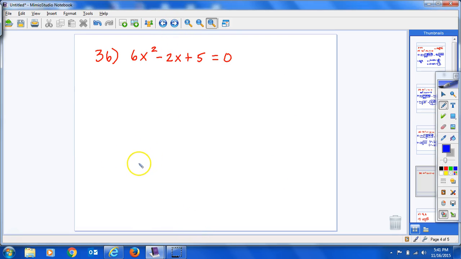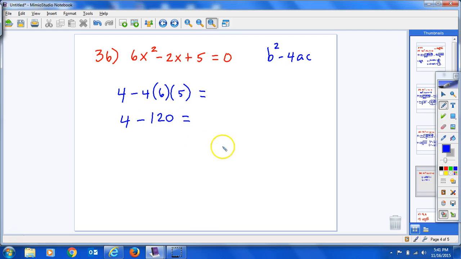And then number 36, you are finding the discriminant. And remember, we find that by doing b squared minus 4ac, just that part of the quadratic formula. So b squared, negative 2 squared is 4, minus 4 times 6 times 5. And when we simplify this, we get 4 minus 120, and 4 minus 120 is negative 116.